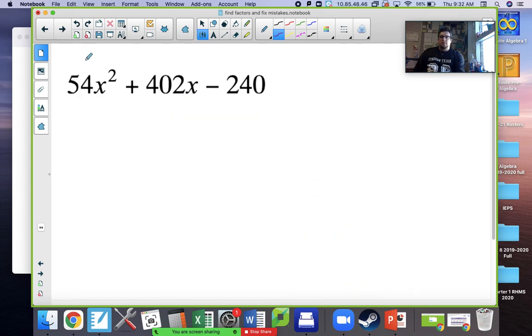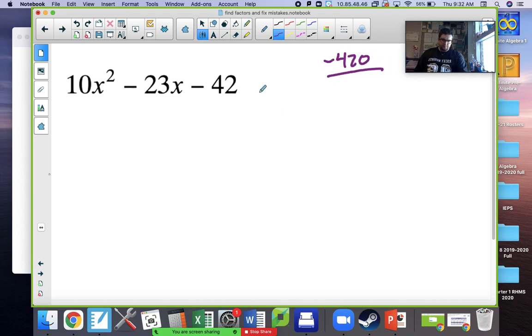Do I have any last ones that I want to try? Let's go back to this one. All right, so you have negative 420. One thing that can help us with our list is knowing, do we have to add or subtract? Do they need to be positive? Do they have to be negative? Because it's a negative 420, so a negative right here and a negative right there, we know we're going to have to subtract. So I'm going to need a number that's bigger than 23 and then a number that's smaller than 23.